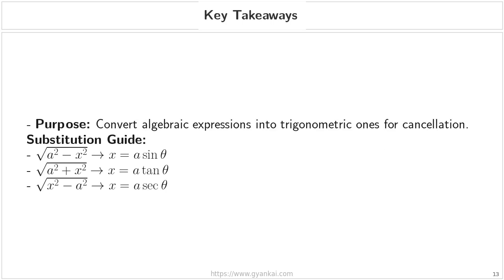Now, let's review the substitution guide, which serves as your cheat sheet for choosing the right approach. If you encounter an expression containing the square root of a squared minus x squared, you should substitute x as a sine theta. If you see the square root of a squared plus x squared, the appropriate substitution is x equals a tangent theta. And finally, if you are dealing with the square root of x squared minus a squared, you should use x equals a secant theta.